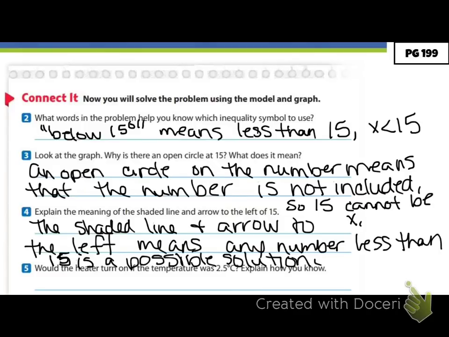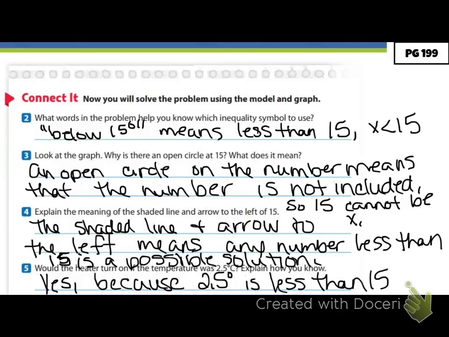So number 5, would the heater turn on if the temperature was 2.5 degrees Celsius? Explain how you know. Well, if we look on the number line from the previous page, 2.5 is actually to the left of 15. So yes, because 2.5 is less than 15. So it would work.